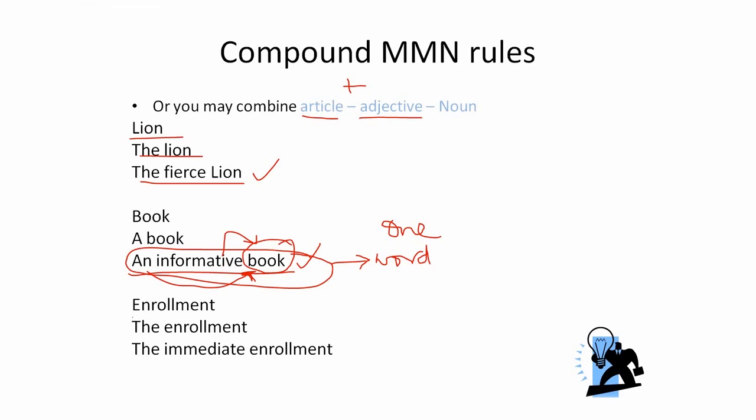Okay, so next one is enrollment. The enrollment, the immediate enrollment. Now if you see how they become bigger and better and add more meaning, add more detail, it makes it more comprehensive. So that's the beauty of MMN rules and MMN segments. You can just have a noun, you can just have a verb or adjective, and you can make them bigger and better just by adding the binders in a more creative and meaningful manner. So what are we trying to combine here? We are combining articles and adjectives, and we are binding them to the noun. So that's another segment rule that you can mention in your segments page: article, adjective, and noun.